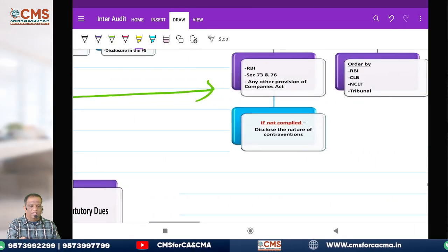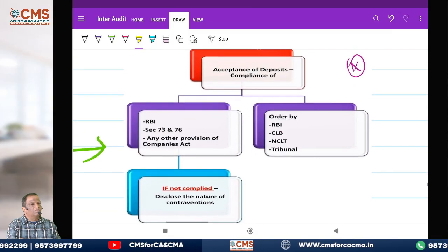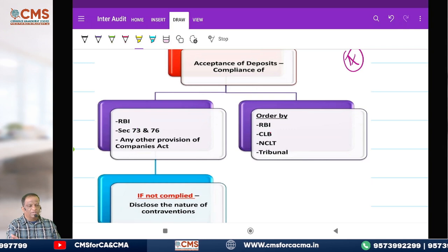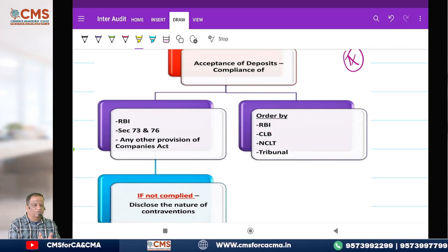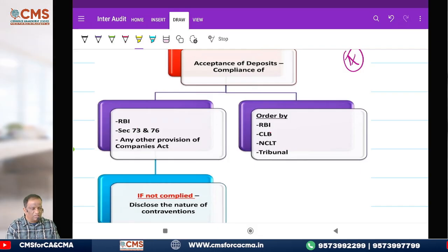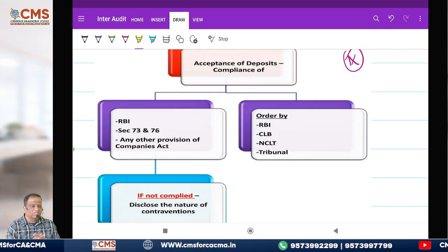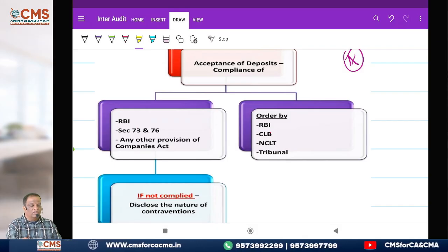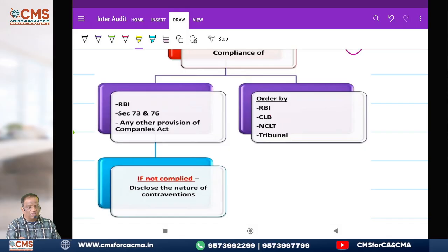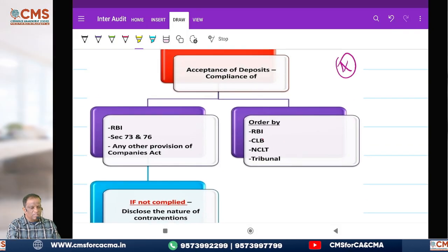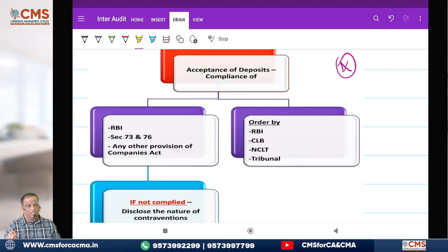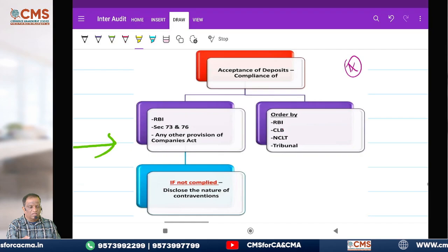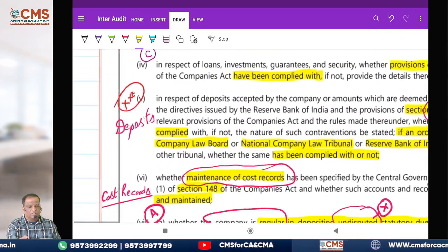Directly looking at the summary, what are the points relevant with regard to acceptance of deposits? Wherever the company has accepted deposits, we have to see whether they complied with the RBI regulations, sections 73 and 76 of the Companies Act and any other provisions of the Companies Act relevant to such acceptance. If not complied, then we will disclose the nature of non-compliances. Apart from the general compliance, in case there are any specific orders, either by RBI, CLB, NCLT or a tribunal, then the auditor will have to comment about the compliance. So this is about your deposits.